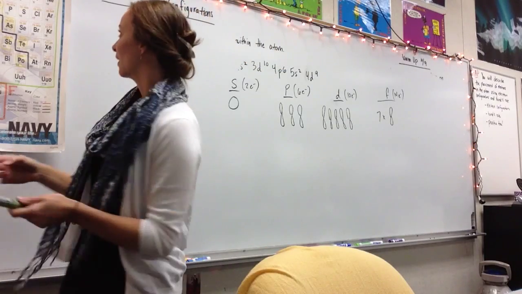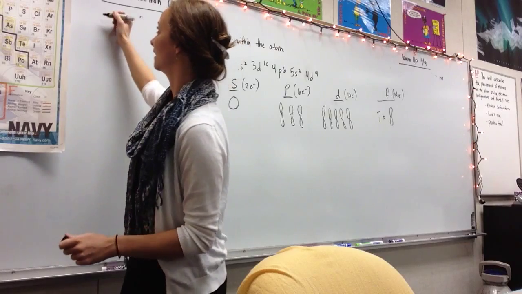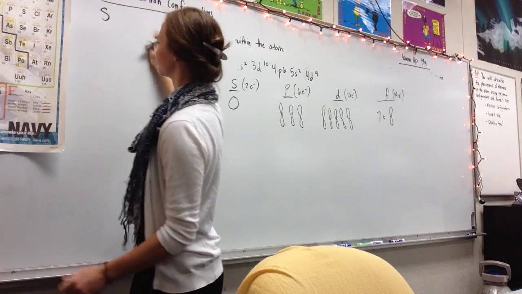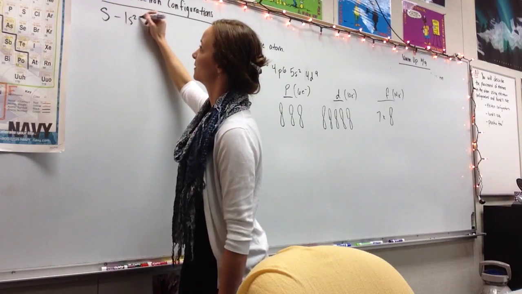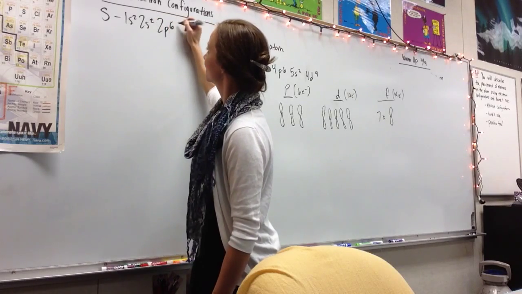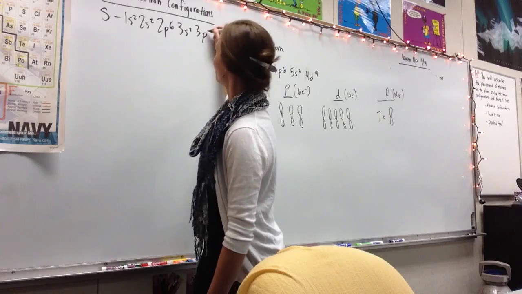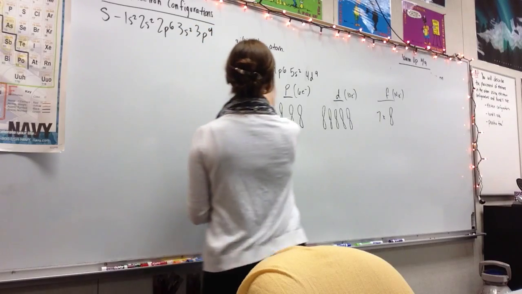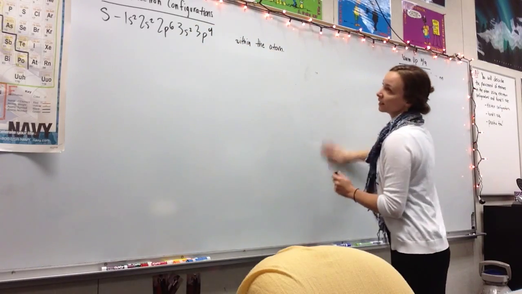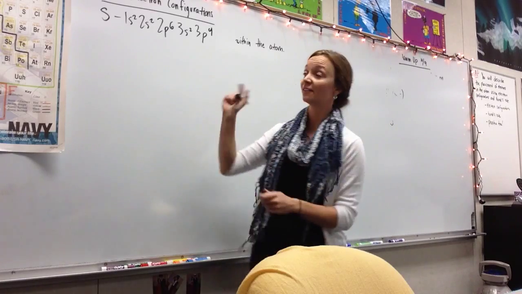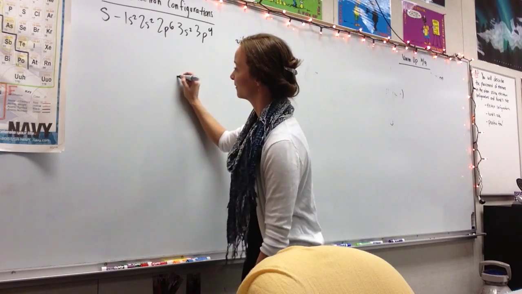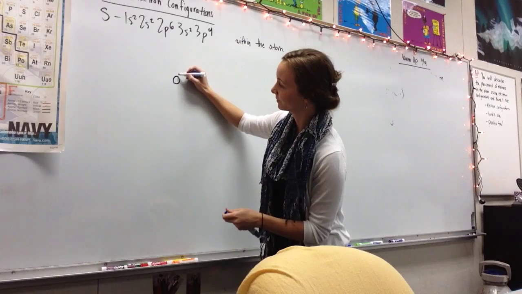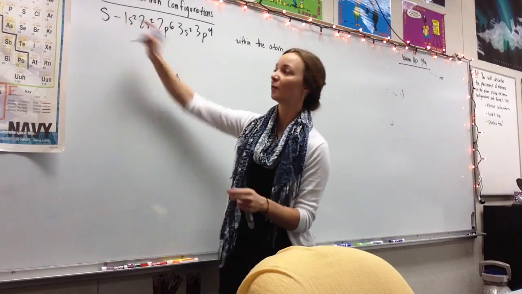So if we wanted to do, for instance, silicon or sulfur, let's do sulfur. The electron configuration is 1s2, 2s2, 2p6, 3s2, 3p4. If I wanted to do that using the orbital shapes, this is what it would look like. In the first shell, I would have a single s orbital. That's my single s orbital, and I'm going to have 2 electrons on it, so my 1s2 is done.